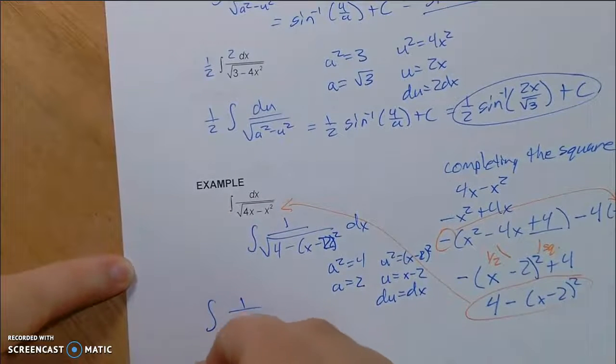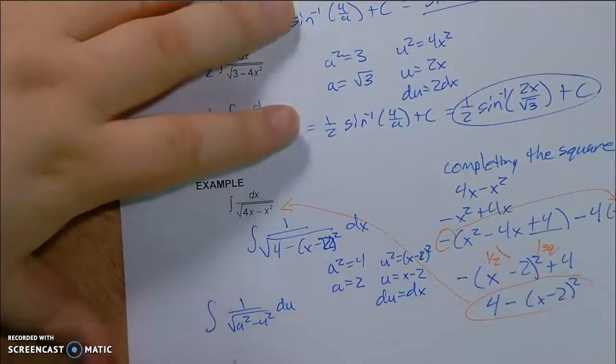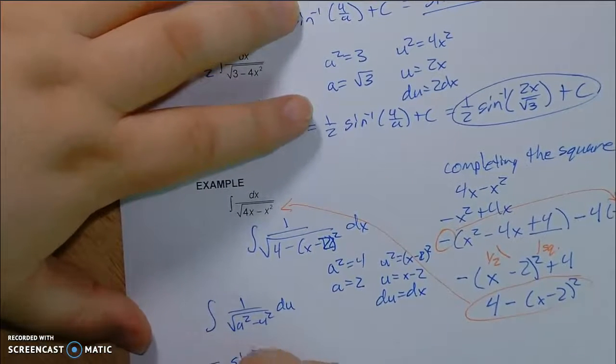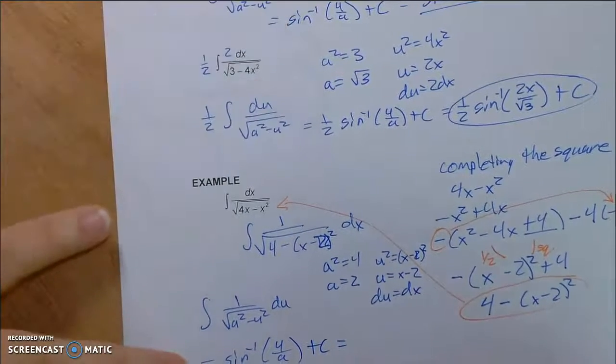Substitute, we get 1 over square root of a squared minus u squared du. So it's definitely inverse sine. Inverse sine of u over a. Doing it this way also helps me memorize the formula because I'm writing it every time on the homework.